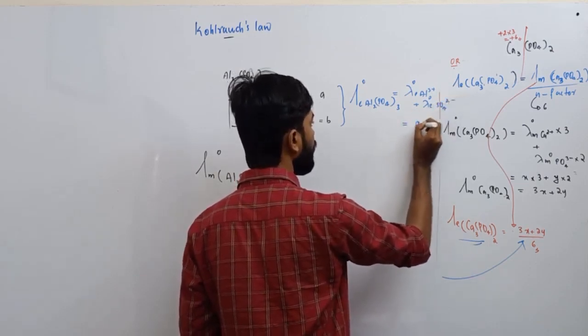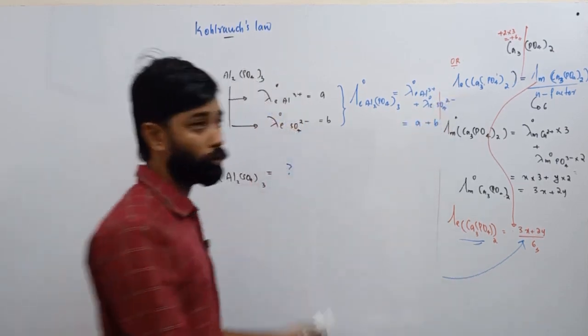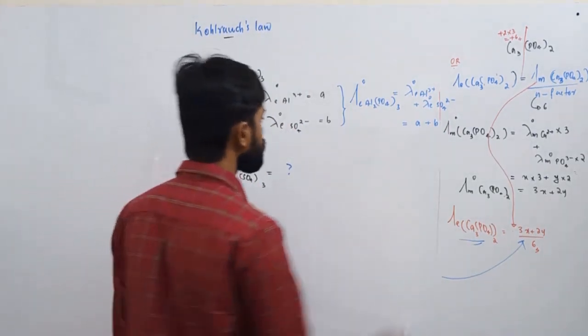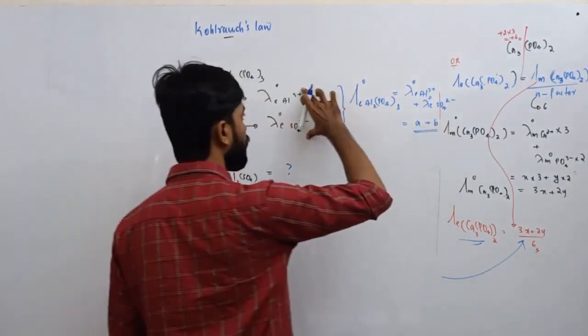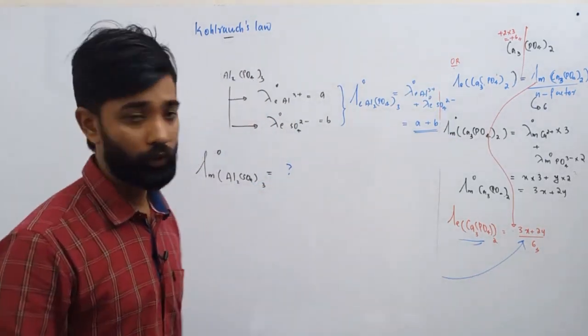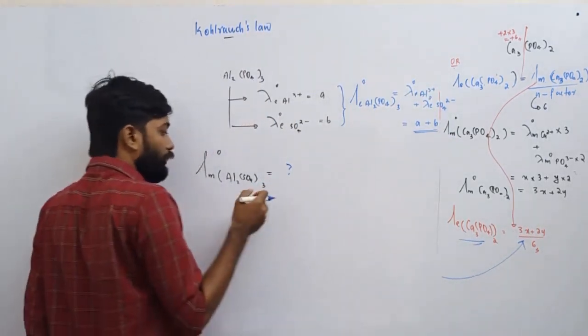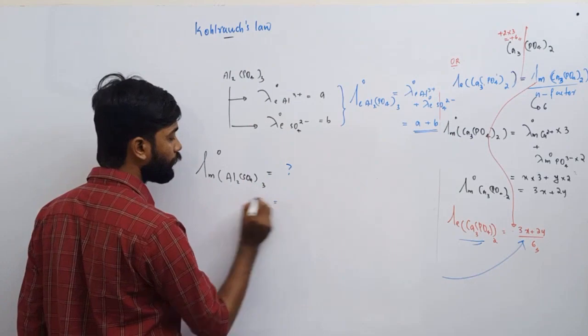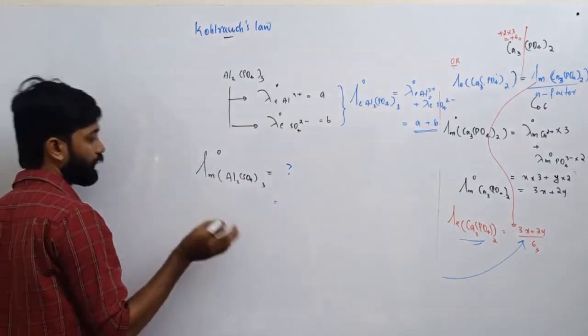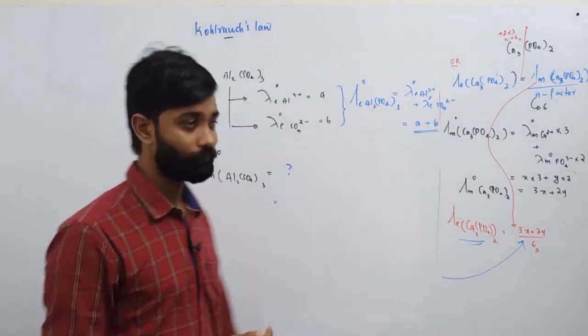What are these? A and B. No need of multiplying with the numbers. From the given data, I can easily find the equivalent conductivity of that electrolyte. But I want to find the molar conductivity. How can we find the molar conductivity if equivalent conductivity is given?